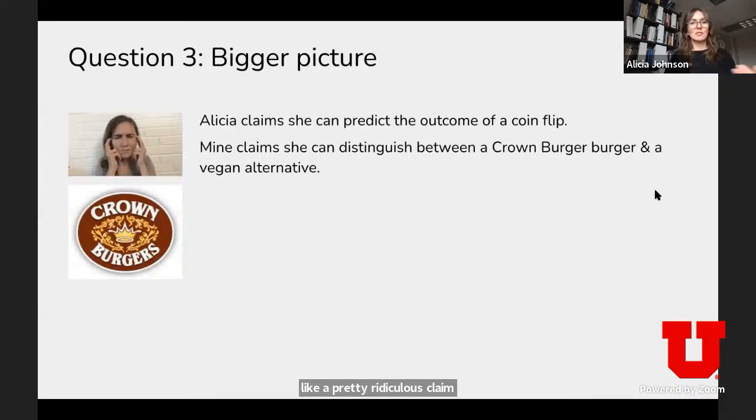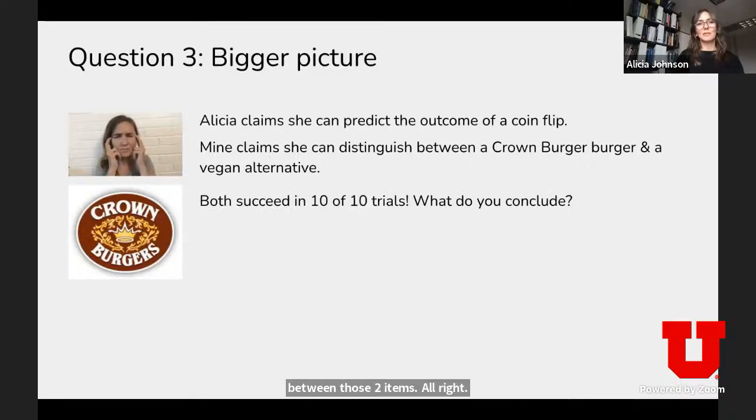And then compare that claim to Mina, my co-author. Suppose she claims that she can distinguish between a Crown Burger burger, which I hear is a Salt Lake City thing, and a vegan alternative, which seems a lot more plausible. All right, so we have these two claims, and to test them, we put me and Mina to the test 10 times, and we both succeed 10 out of 10 times. So I successfully predict the outcome of 10 coin flips, and Mina successfully distinguishes between a burger and vegan alternative 10 out of 10 times.